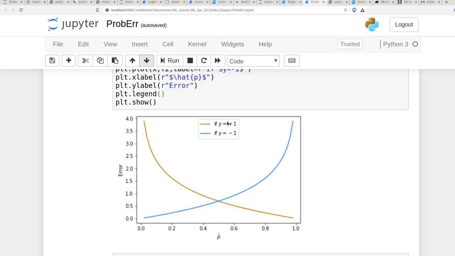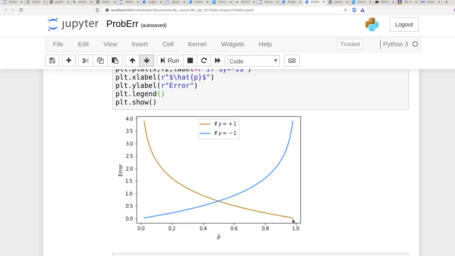On the other hand, if y really is plus 1 and p hat is saying that the probability that y hat is plus 1 is close to 1, then the error is 0. So we should assign 0 error for that. And you can see that this error function does exactly that.